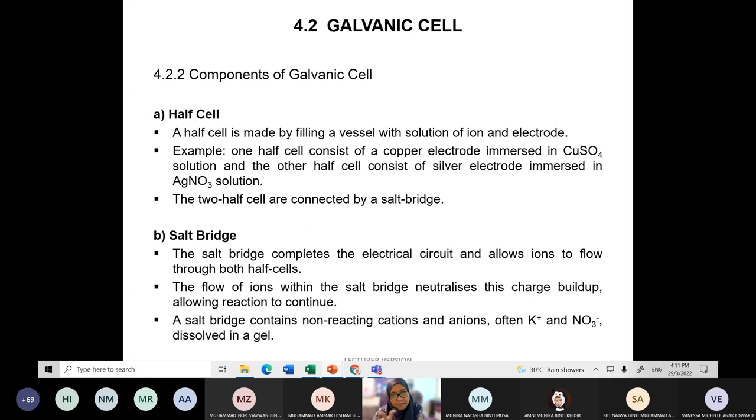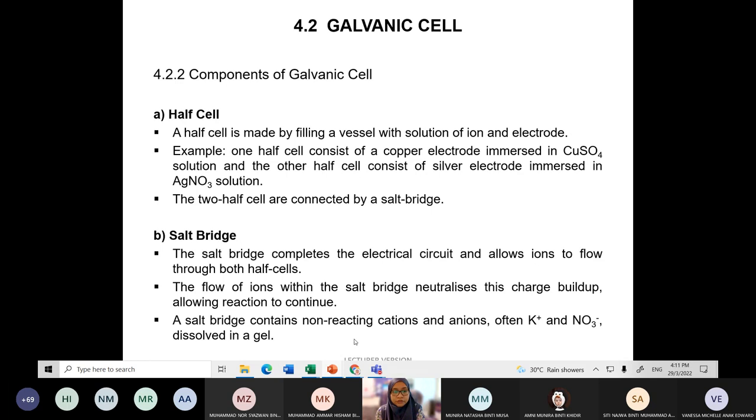We need to understand how the galvanic cell works first, and in the first place, why is there a charge buildup? Why does the charge buildup happen there? Allowing the reaction to continue: charge buildup is not good for a galvanic cell to function. If we want it to function longer, we need to clear up this charge buildup.